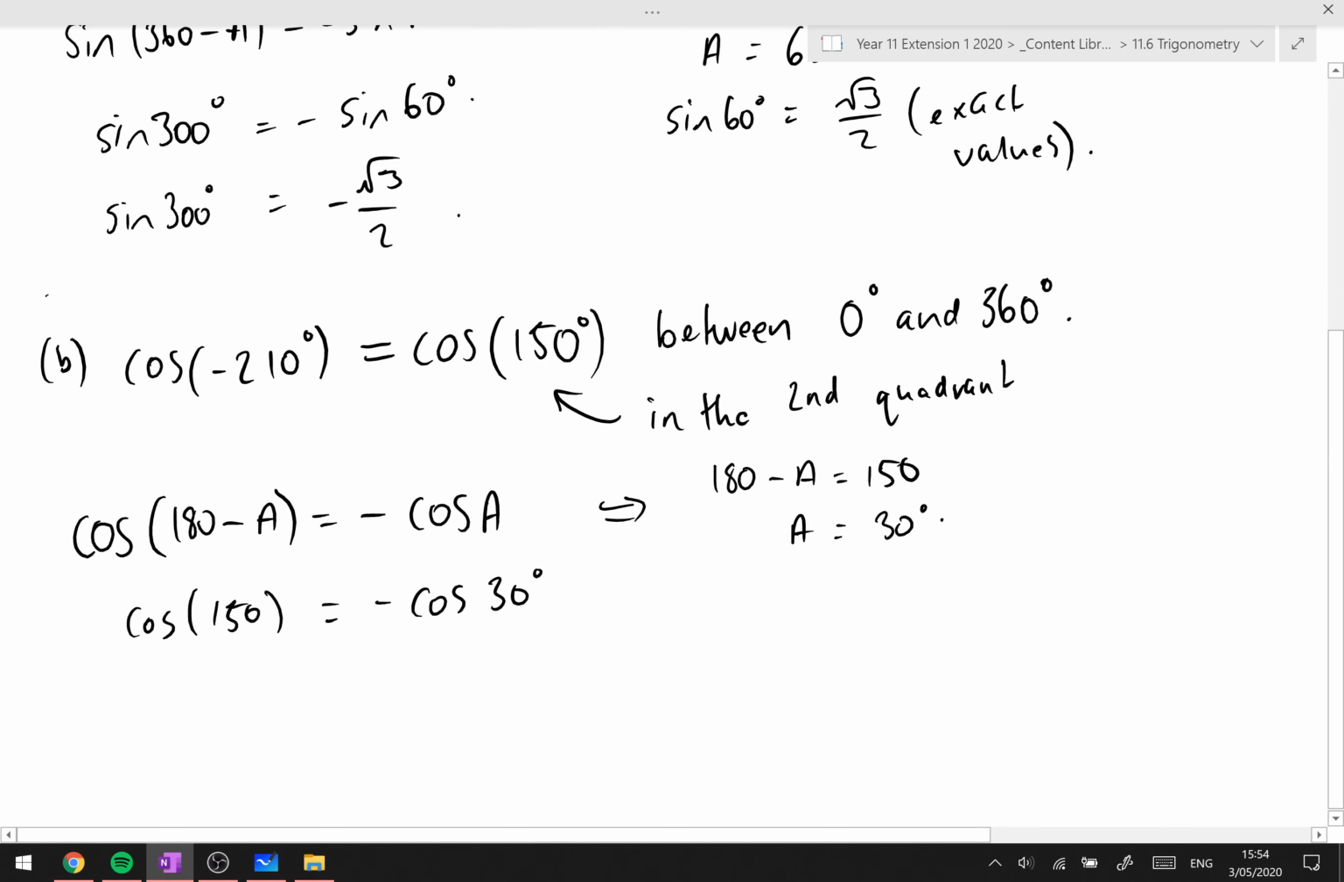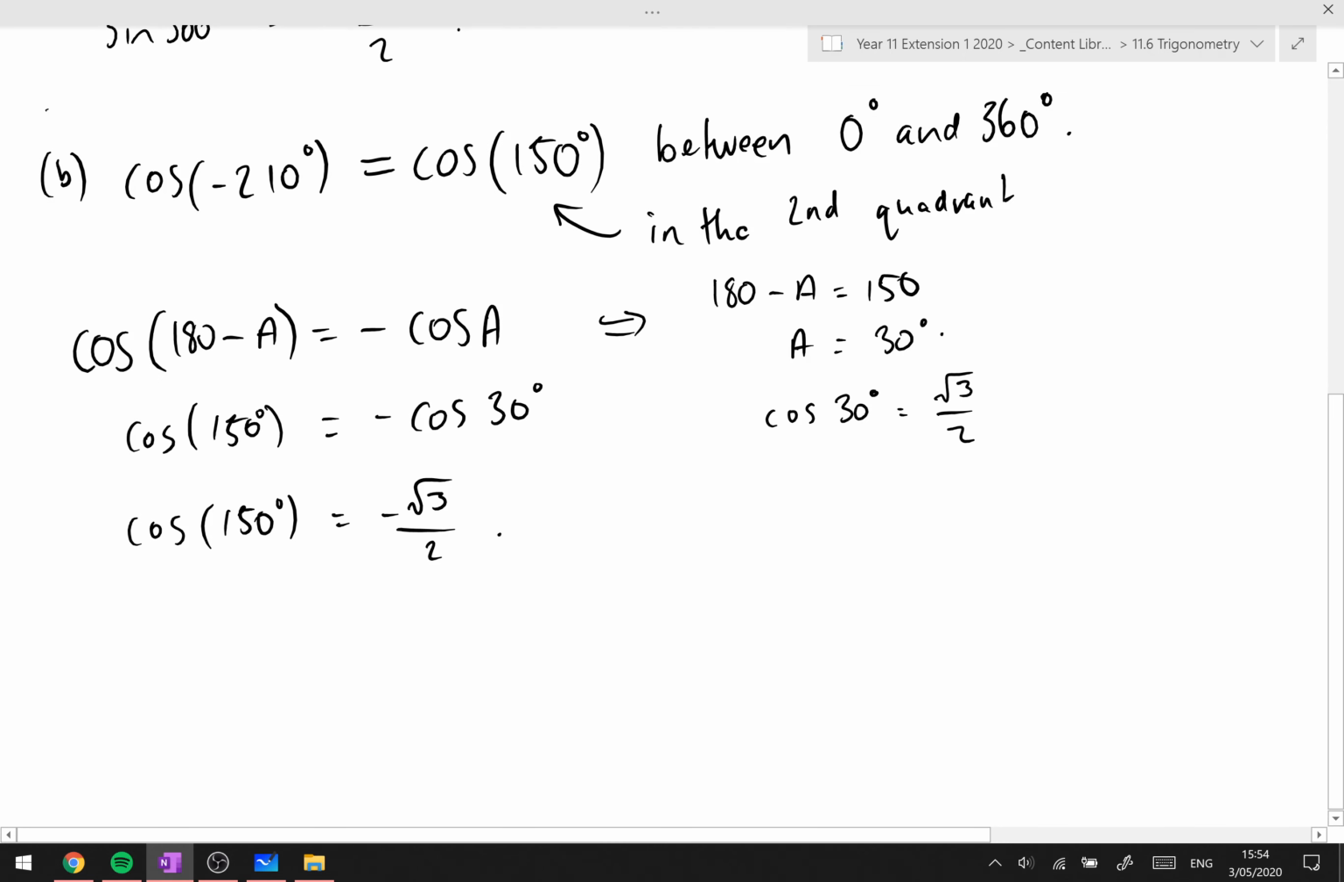We know that cos of 30 degrees is equal to root 3 on 2. So cos of 150 degrees is equal to negative root 3 on 2, just like we had before.